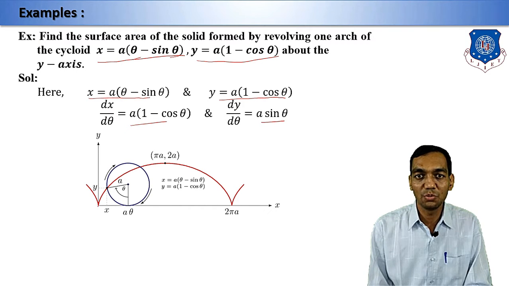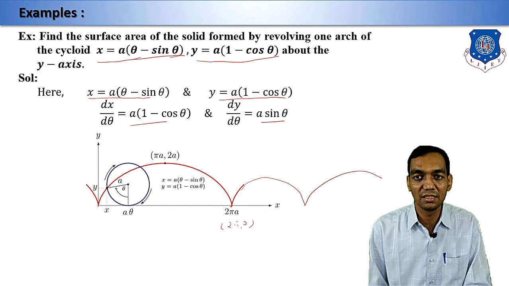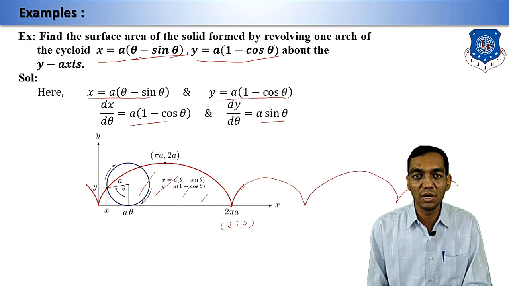In the same manner if you are going to put the value 2 pi, then at 2 pi both of these are going to be 0. So this value is also going to be 0. So this point is (2 pi, 0). And now theta varies from 0 to 2 pi, then it is going to repeat, because the cycloid is going to repeat after this point like this and this and this and so on. So we are concerned with only one arc. So this is one of the arcs, and we are going to rotate this about the y-axis.